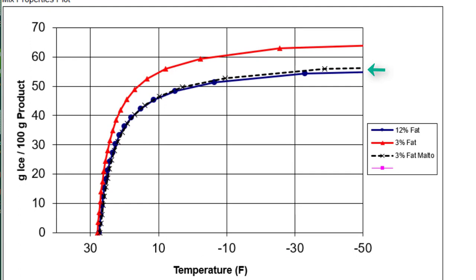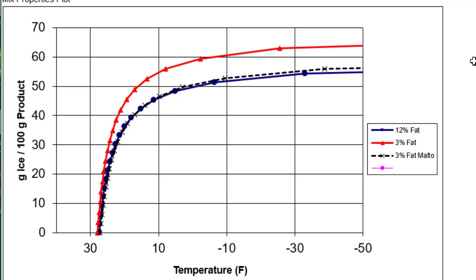Notice the ice content of the mixes. The mix with maltodextrin added has almost the same ice content as the 12% fat formula. Well, why is this? The maltodextrin replaces the fat and the extra raw water. This means less ice. This also means that before ever making this product, we know it has a good chance of having a similar mouthfeel and texture as the 12% fat ice cream. This can be a real product development time saver.